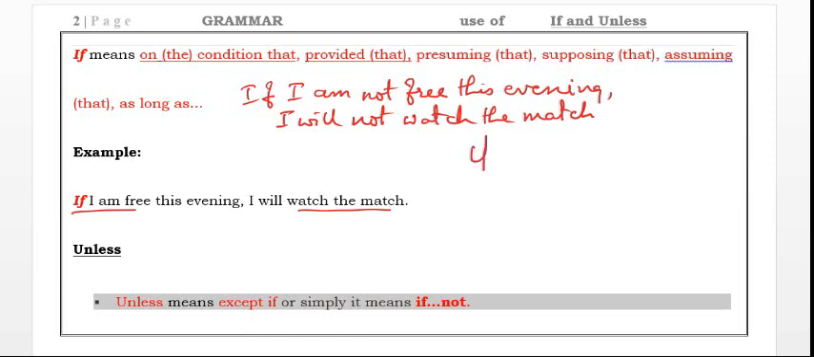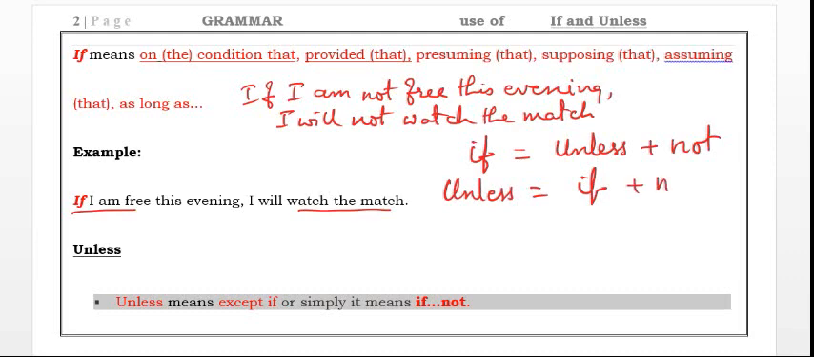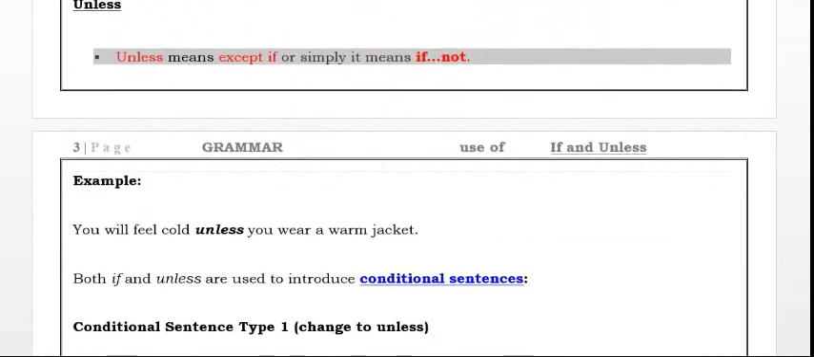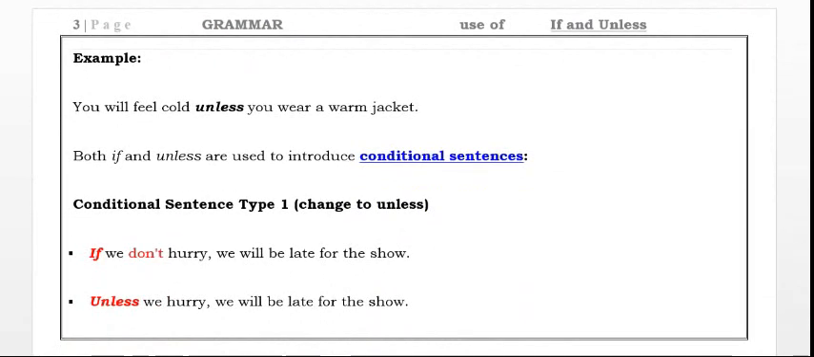One, when if is positive, when we are converting it to unless, it becomes negative. So we add not with that. And the other way around, that is, unless is positive, then if becomes negative. We'll further see this with the example of unless.